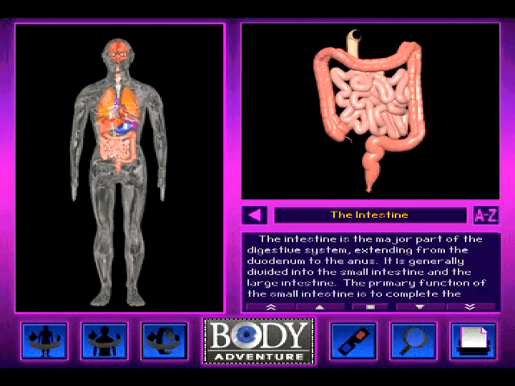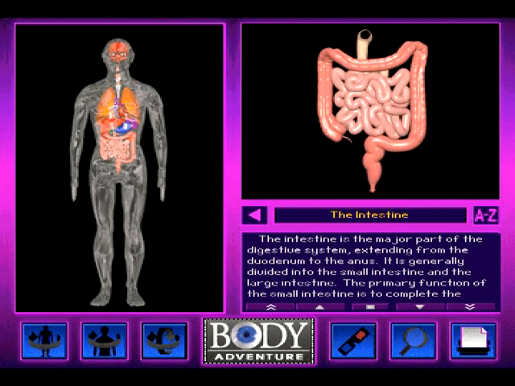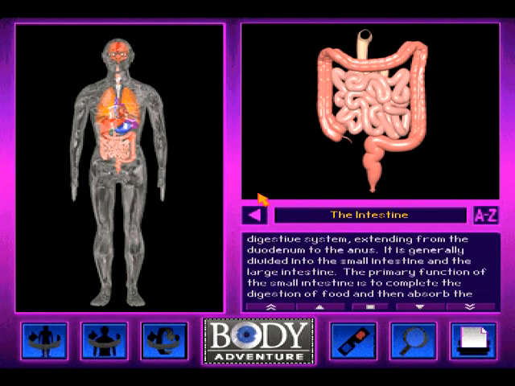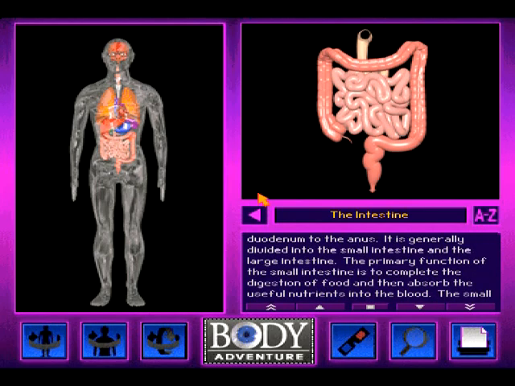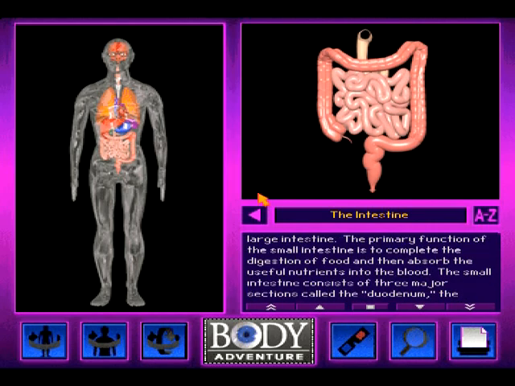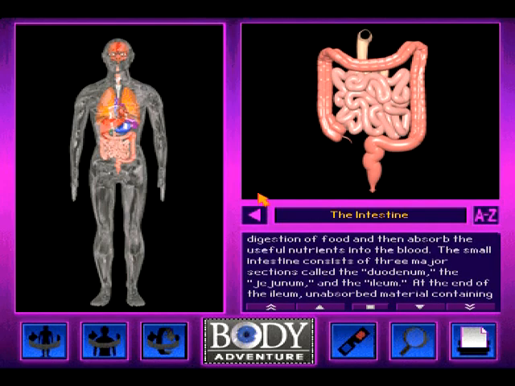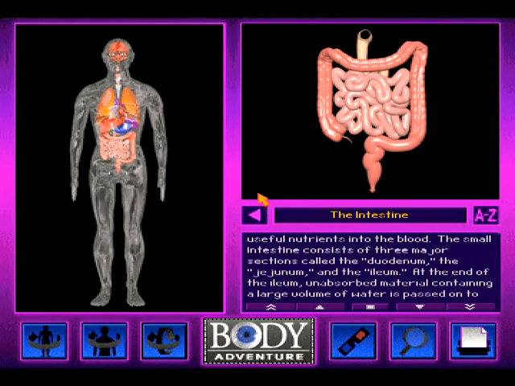The intestine. The intestine is the major part of the digestive system extending from the duodenum to the anus. It is generally divided into the small intestine and the large intestine. The primary function of the small intestine is to complete the digestion of food and then absorb the useful nutrients into the blood. The small intestine consists of three major sections called the duodenum, the jejunum, and the ileum.